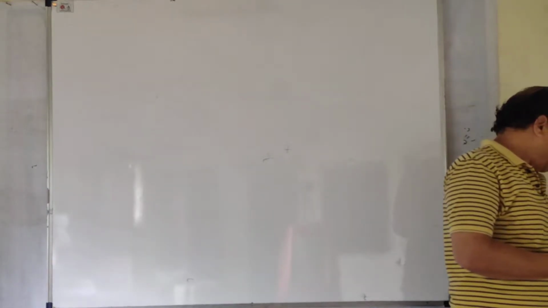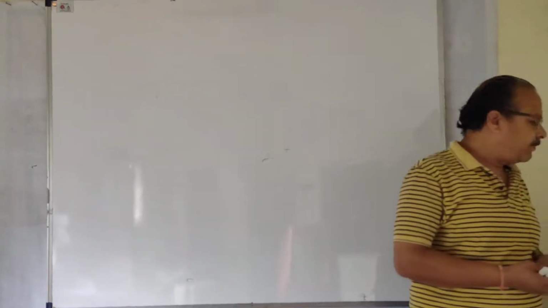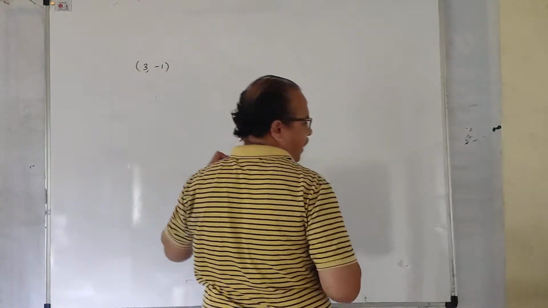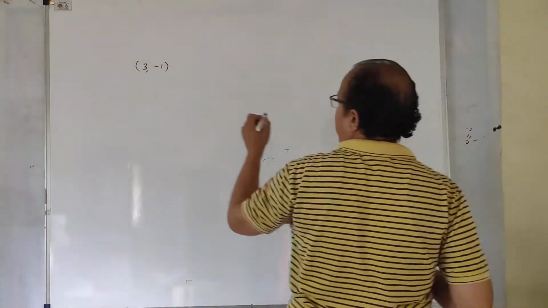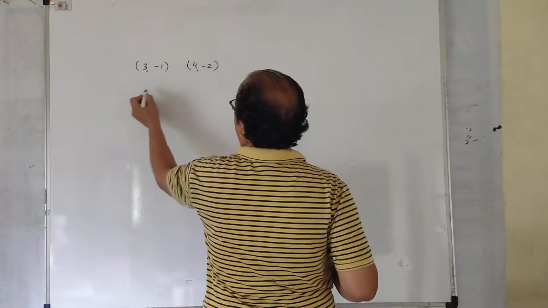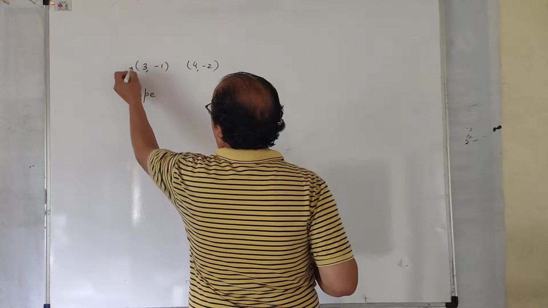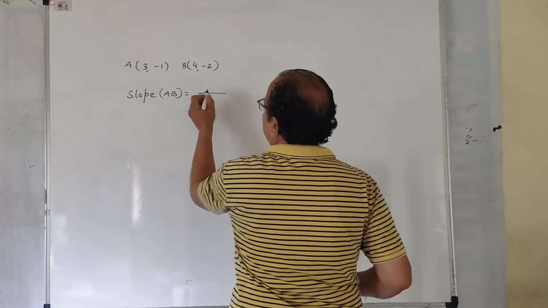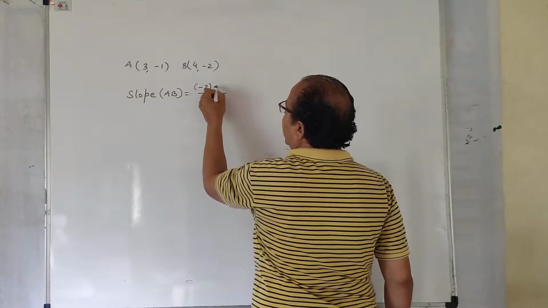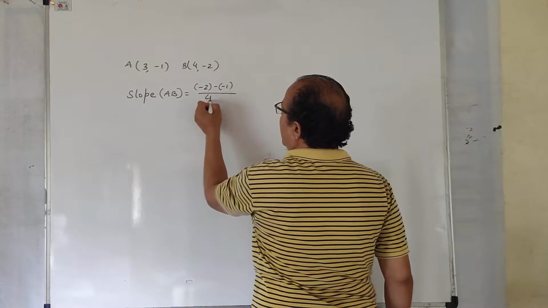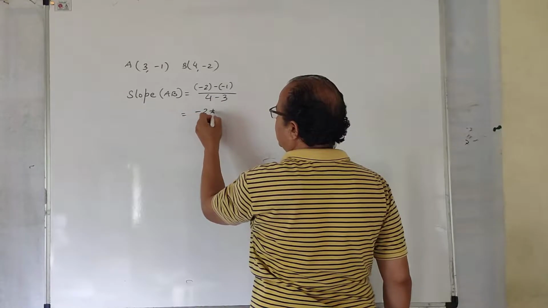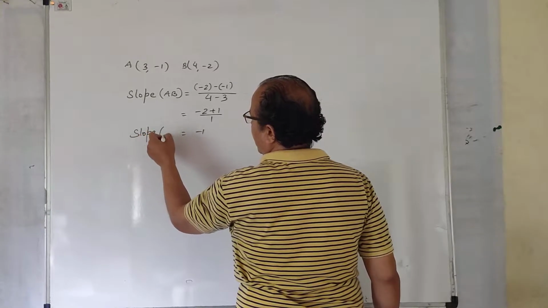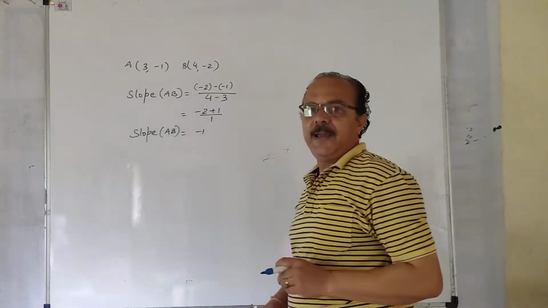The question is: find the angle between the x-axis and the line joining the points (3, -1) and (4, -2). Say this is AB. The slope of AB will be y2 minus y1 upon x2 minus x1, that is -1. That is the slope of AB.